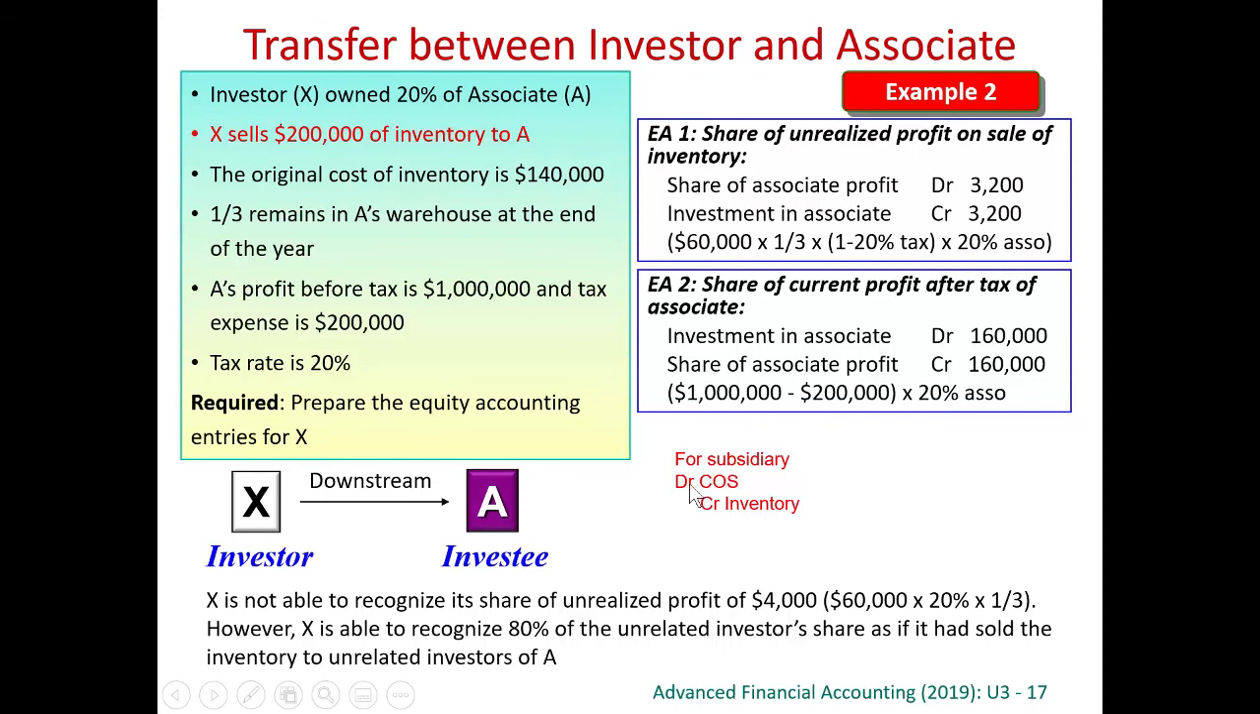Again, if this were a subsidiary, we would debit cost of goods sold and credit inventory. But this is an associate. We simply debit share of profit of associate. We don't credit inventory. We simply credit investment in associate. Of course, we'll also share the current year profit. The current year profit after tax is 1 million minus 200,000, that means 800,000. We share 20%. We simply debit investment in associate and credit the share of profit of associate amounting to 160,000.